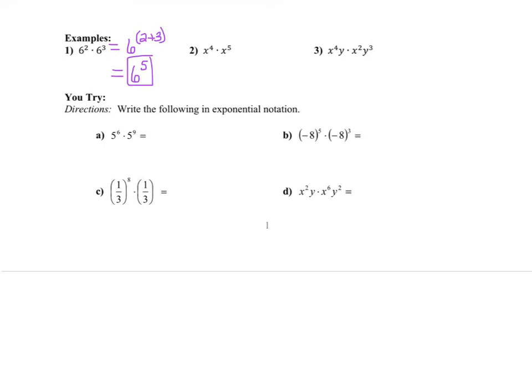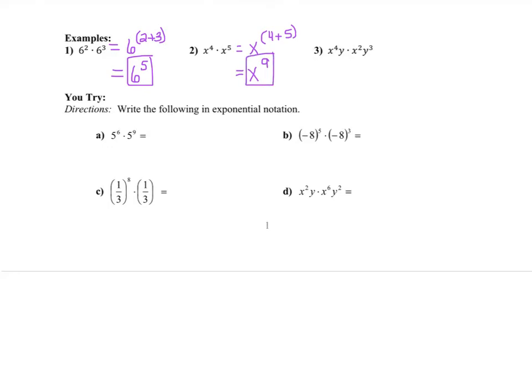Let's look at example 2. X to the 4th power times x to the 5th power. Again, you have the same base. So you're going to say your equal sign, and you have x, and you want to add your exponents, 4 plus 5. 4 plus 5 equals 9. Therefore, your answer is x to the 9th power.